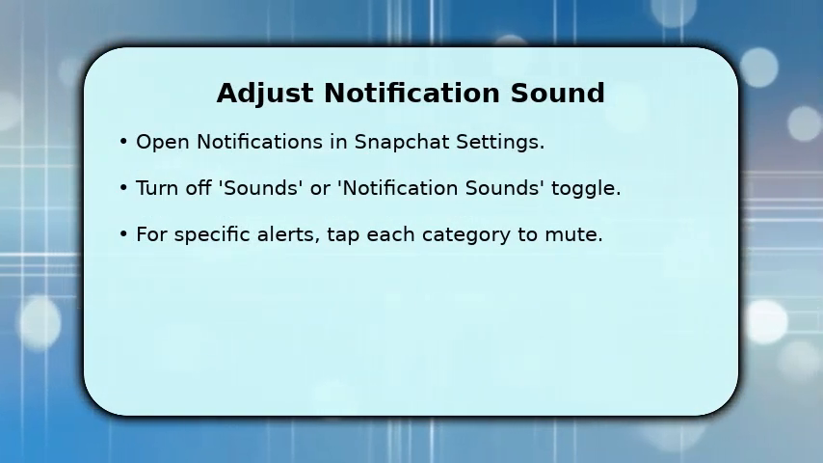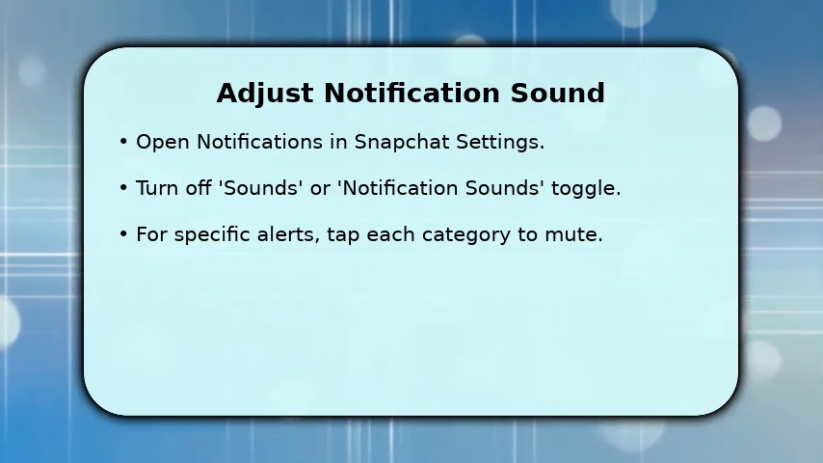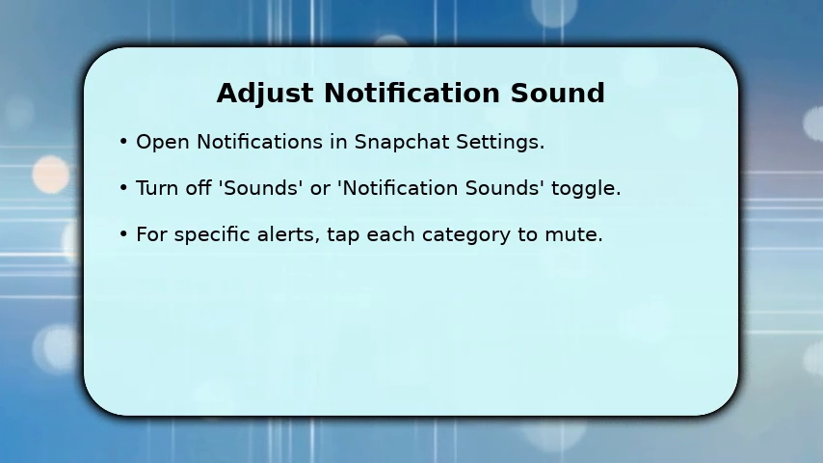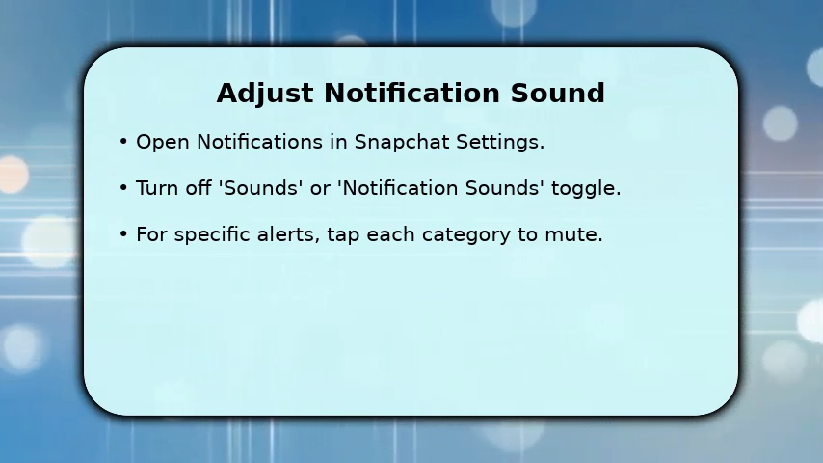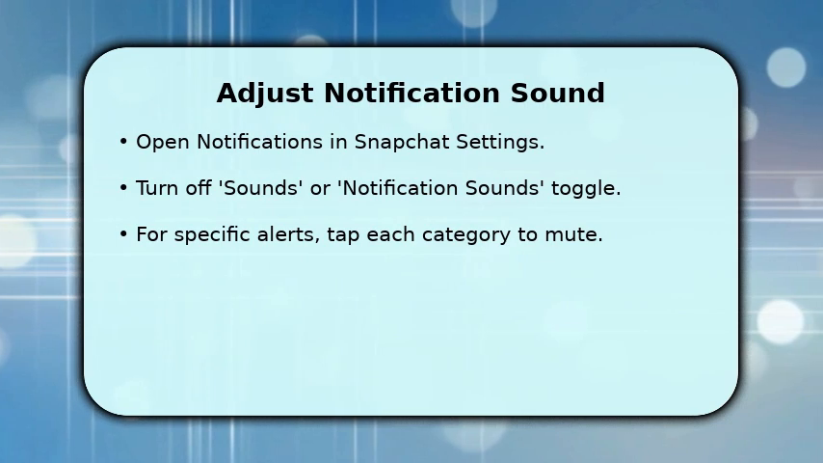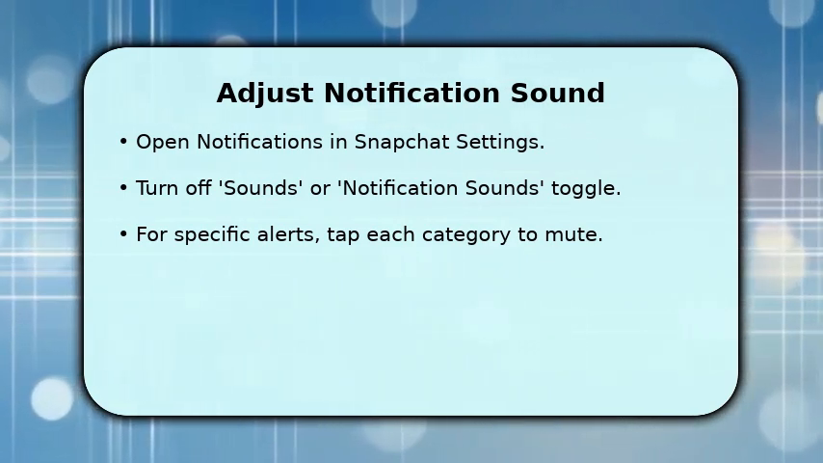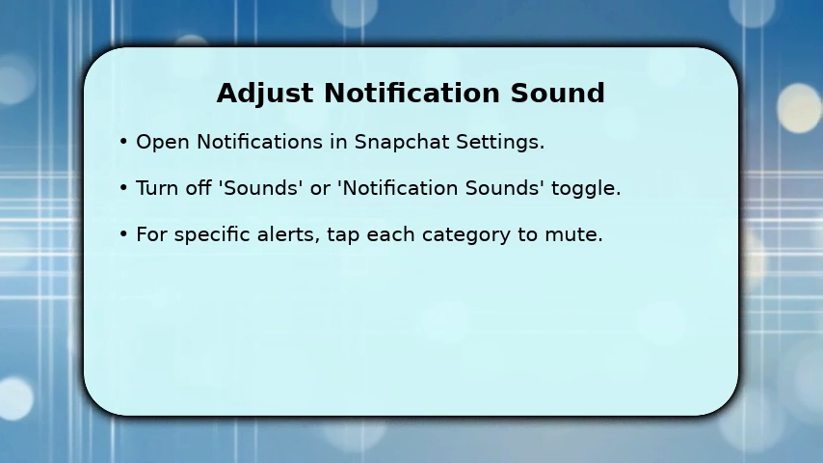You should see a sounds or notification sounds toggle. Switch it off to silence all Snapchat alert noises. If you prefer granularity, tap categories like chat, stories, or snaps and disable sound per category so you still get visual alerts. You do this to avoid missing messages while removing audible interruptions.